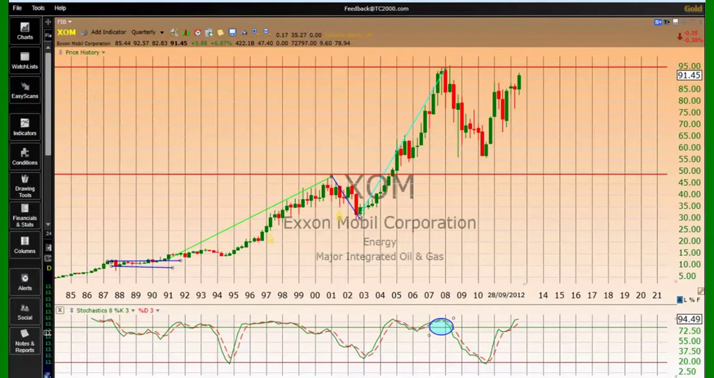All right, so this is a target zone. ABCD, this is a target zone. On the quarterly chart, we can see that clearly here. It's a target zone.